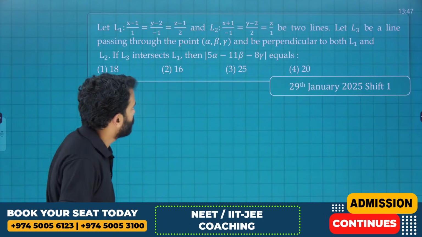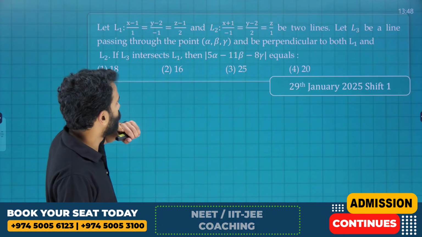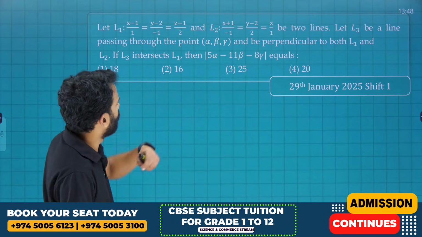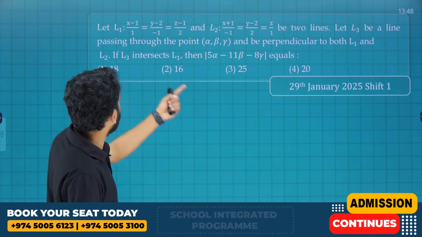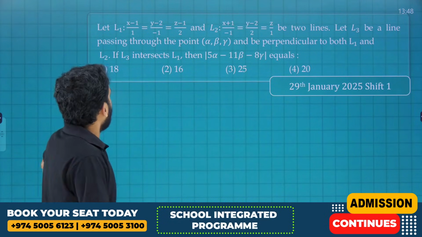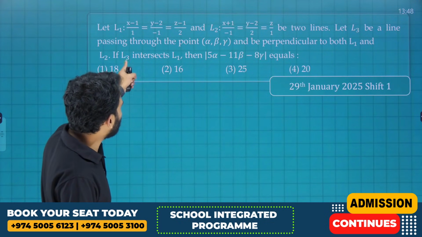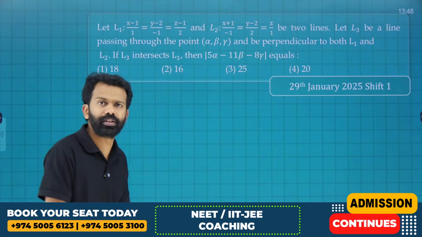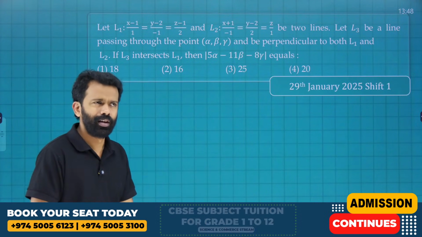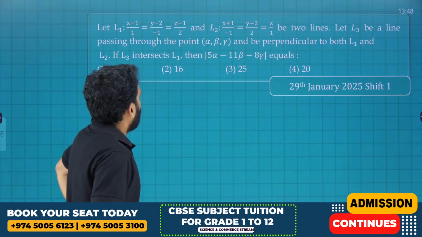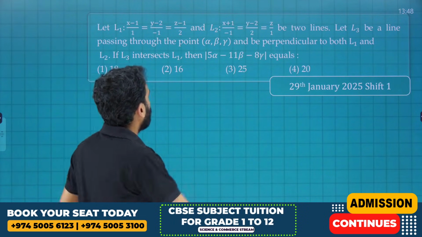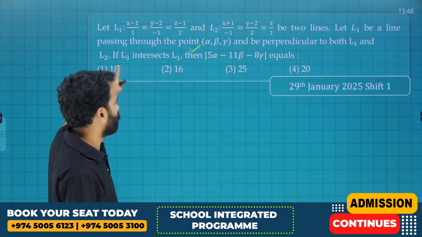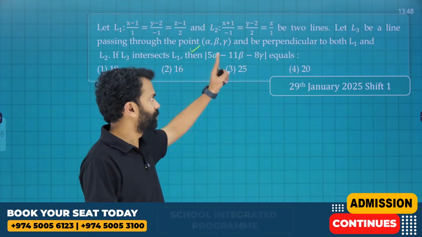The next one. Okay, another very interesting question. Two lines are given, L1 and L2, and L3 is a line passing through the point (alpha, beta, gamma) and perpendicular to both L1 and L2. If L3 intersects L1, then we need to find the value of 5 alpha minus 11 beta minus 8 gamma. So how are you going to find that one? Let's try and do it. L3 is the line passing through the point (alpha, beta, gamma), which is perpendicular to both L1 and L2. I think we have formulated something like this in the first problem.